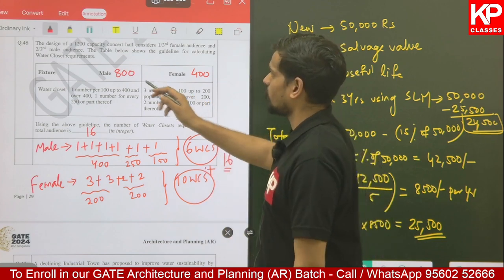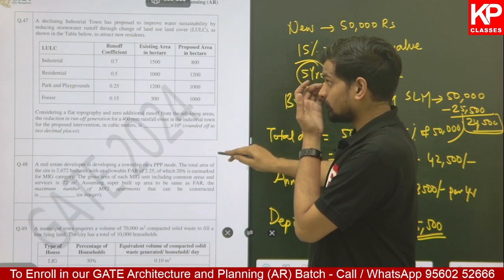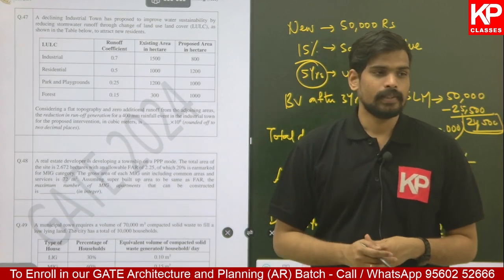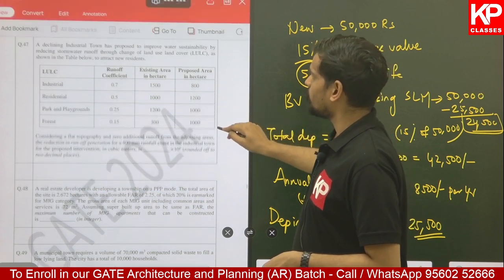So that's question number 46. The next one. Again, a 2 marks numerical. There are 3 more questions, 3 more numericals. Let us look into the next question first.